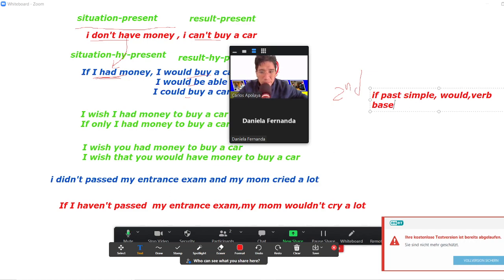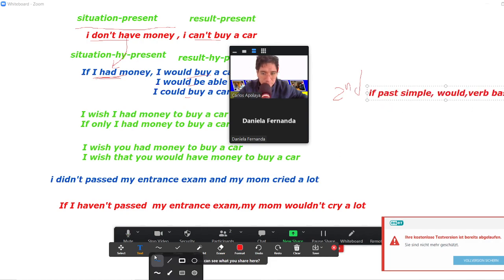I haven't passed my entrance exam. ¿En qué tiempo está? En pasado. ¿Pero qué pasado? ¿Esto es pasado simple? Past perfect. No es past perfect. Esto es presente perfecto porque está el haven't. Mira, no es segunda condicional, me ha dicho past simple.